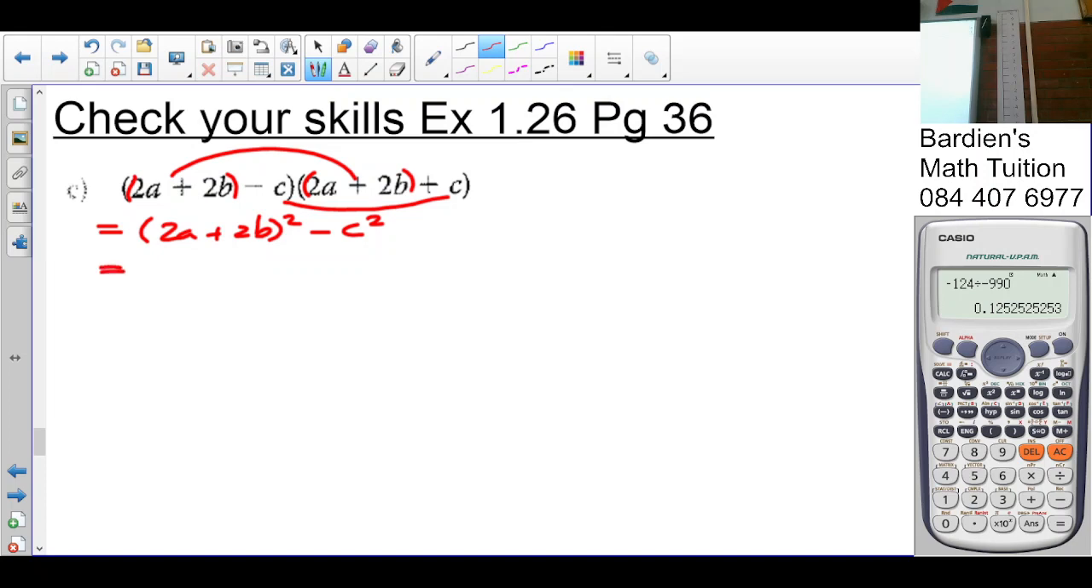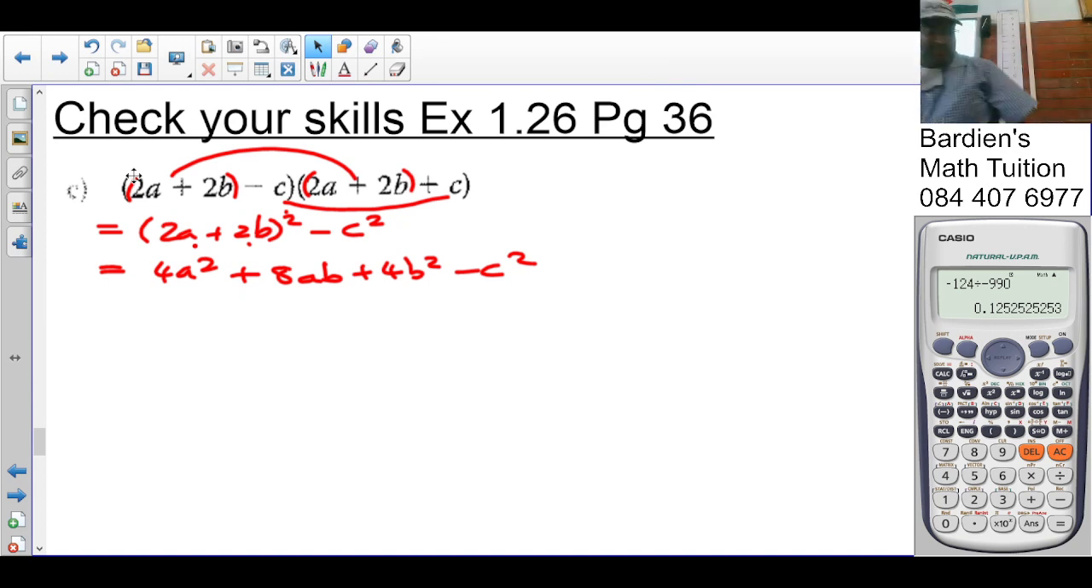Which now gives us 2A all squared, which is going to give you 4A squared. That times 2 will be plus 8AB. The last term squared will be plus 4B squared minus C squared. Isn't that much shorter than what you did? Right? Let's look at D as well.